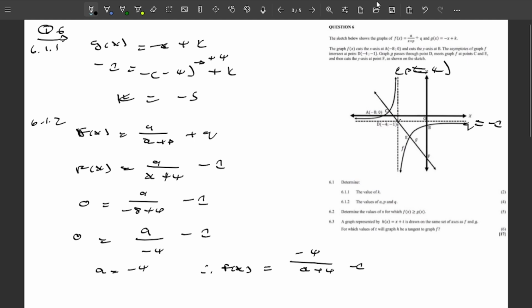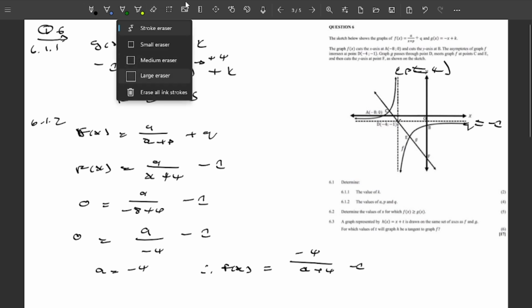So please save this equation, this function. It may come in handy, who knows, in the next questions.